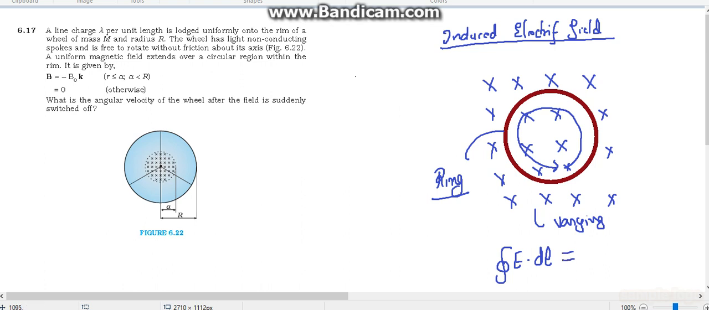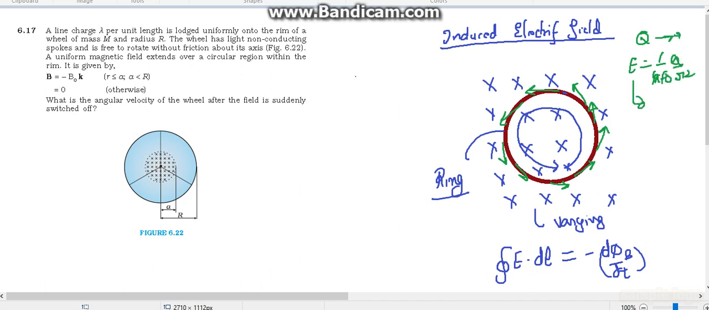Its value is equal to minus d phi B upon dt, that is, the rate of change of the magnetic flux. And this electric field will be tangential to the path all through. Another property of this electric field is that we know the electric field produced by a charge q, 1 upon 4 pi epsilon 0 q upon r square at a distance r, is conservative.